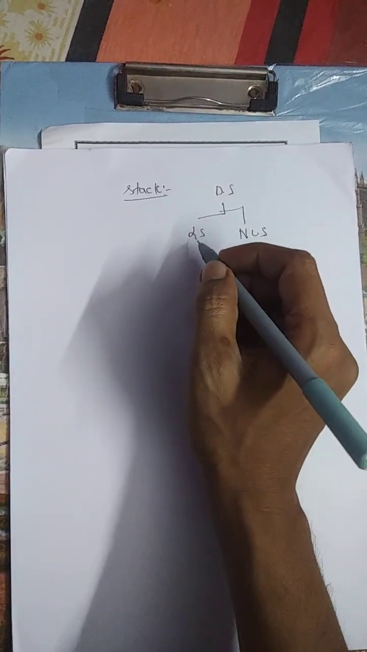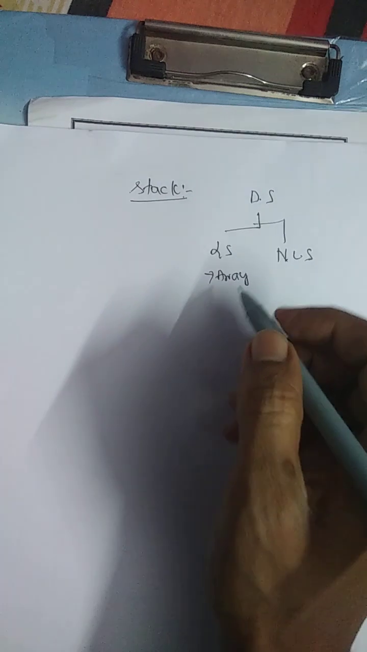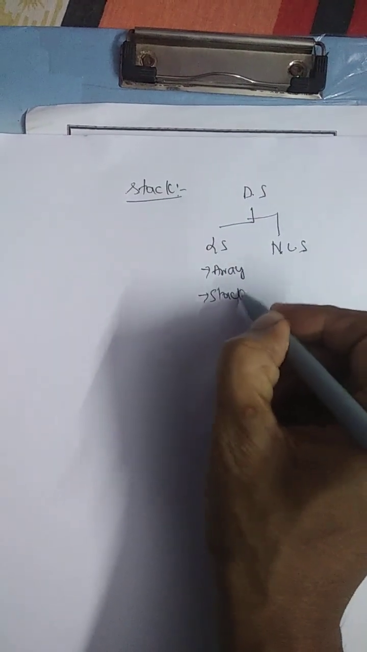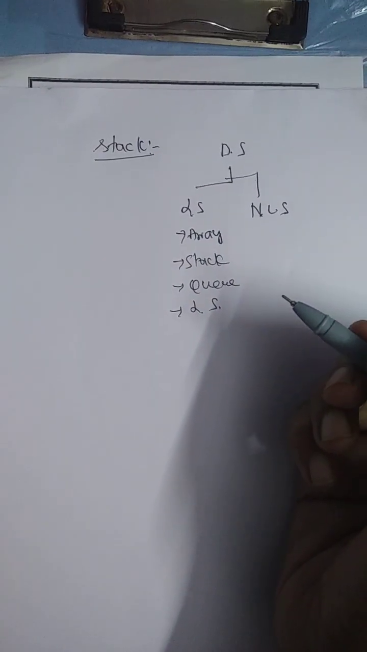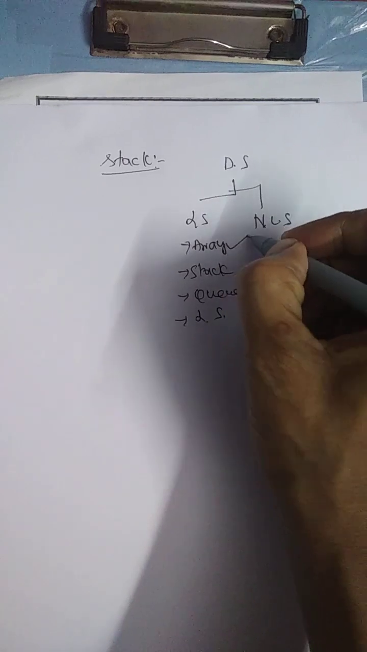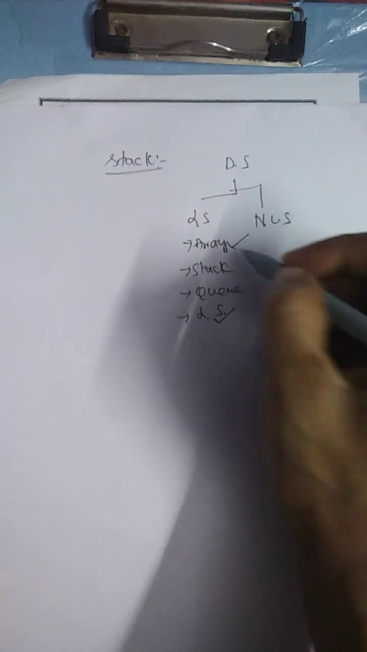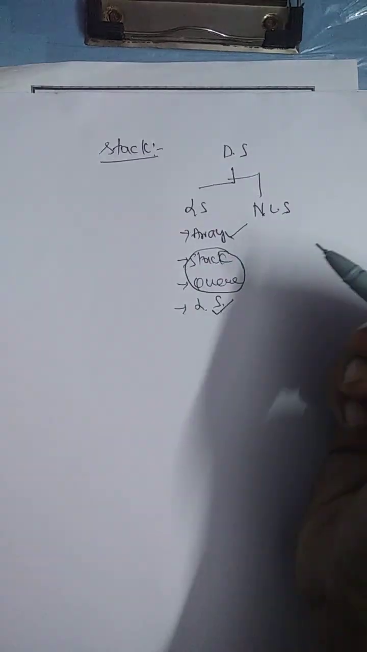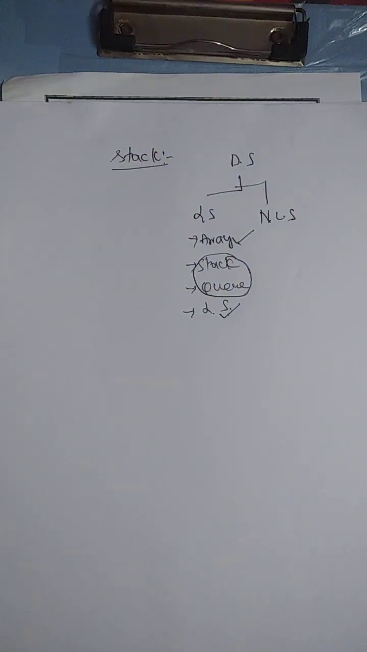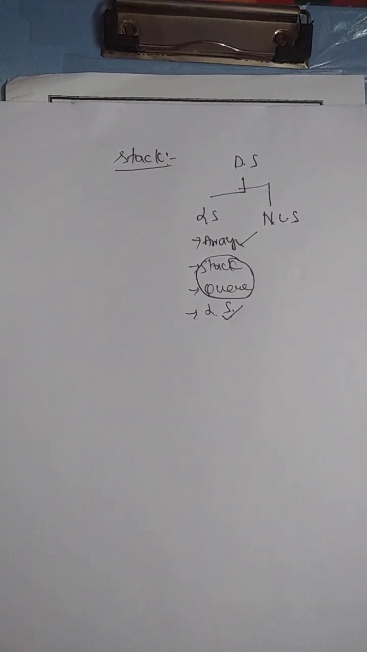Okay, so as we have seen in the class, examples of linear data structures are array, stack, queue, and linked list. Already we have seen about array and types of arrays, and linked list and types of linked list. So in this unit we will see what a stack is and its implementation, and what a queue is and how to implement the queue, right?